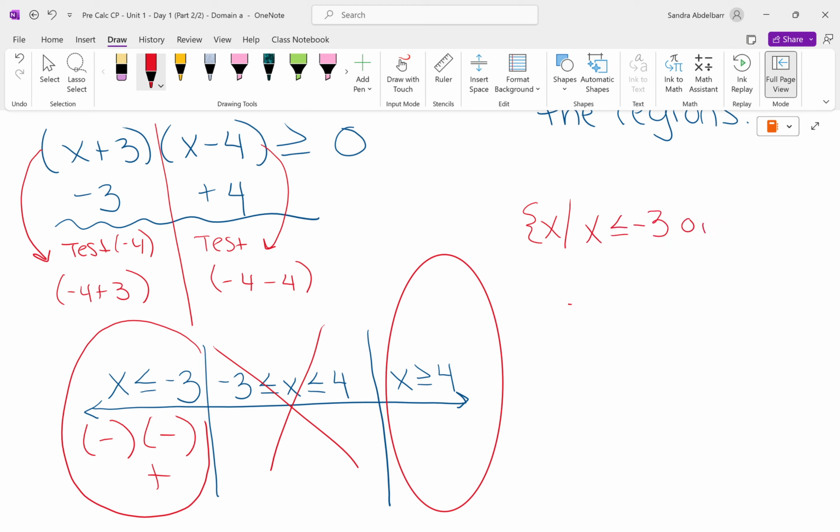No. So then we are going to do x such that x is less than or equal to negative 3 or x is greater than or equal to 4. All right, and we are going to stop here.